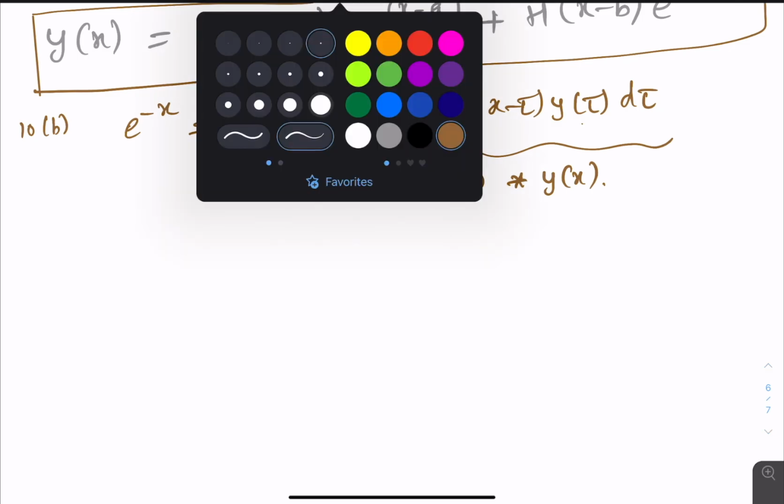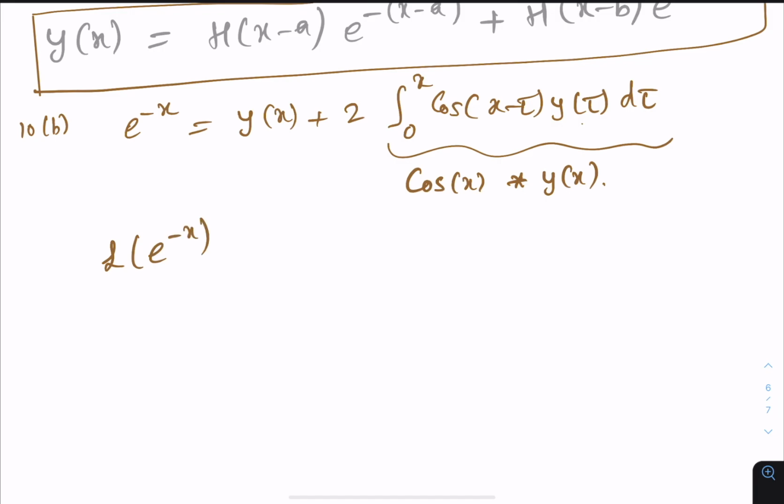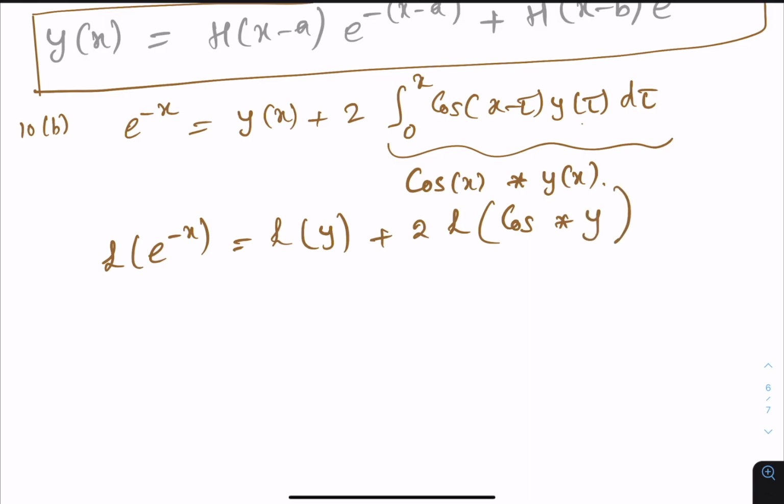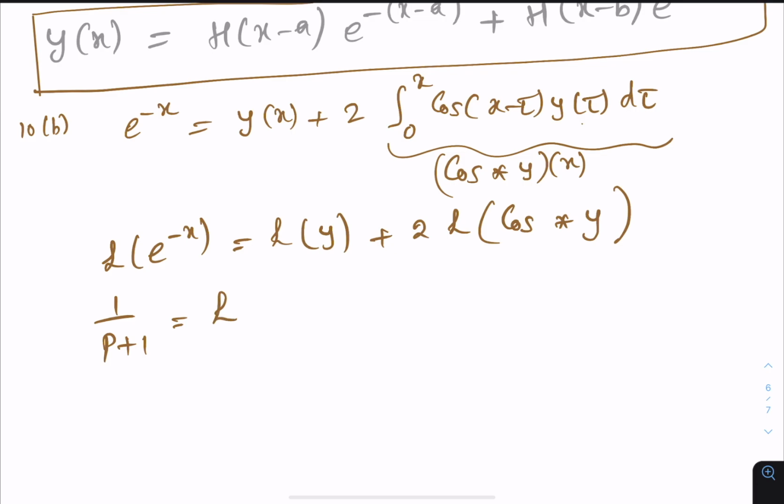Right? So when you apply Laplace transform, what you get is Laplace transform of exponential of minus x equals Laplace transform of y plus 2 times Laplace transform of cos convolved with y. And we know what the Laplace transform of a convolution is by the convolution theorem. So what is the Laplace transform of exponential of minus x? It is 1 over p plus 1, right? So it's 1 over p plus 1 equal to Laplace transform of y plus 2 times Laplace transform of cos x times Laplace transform of y.